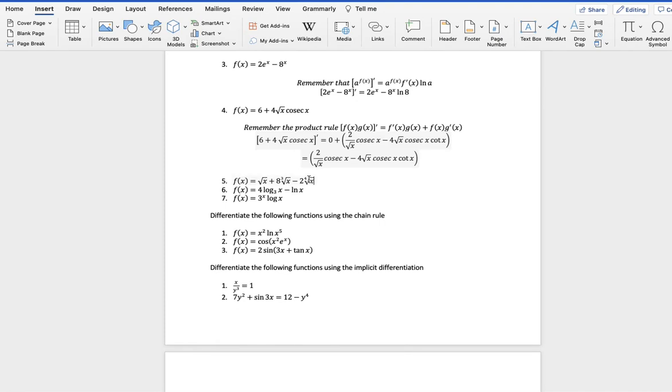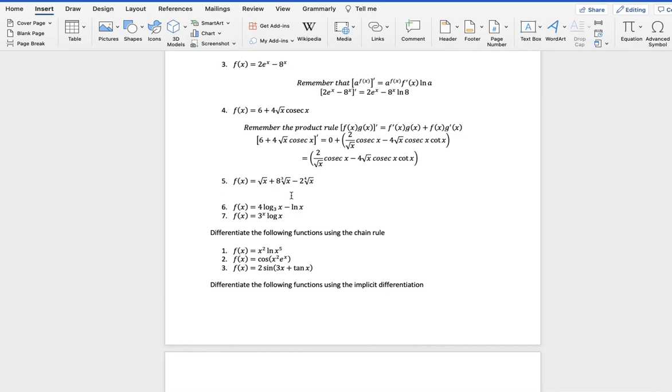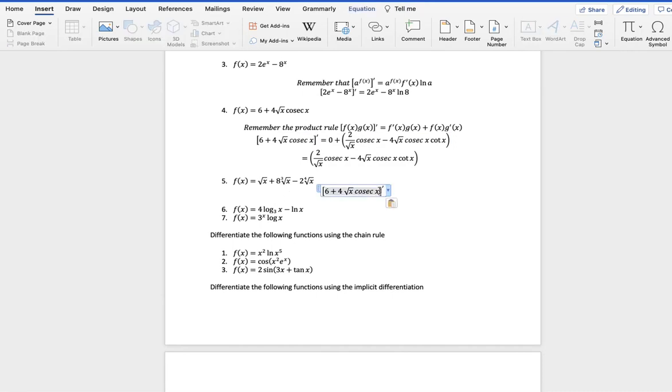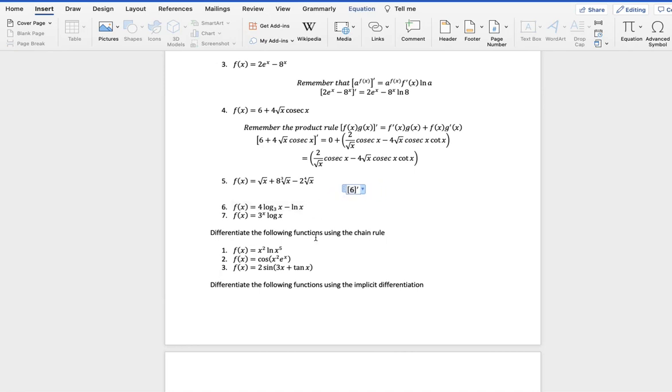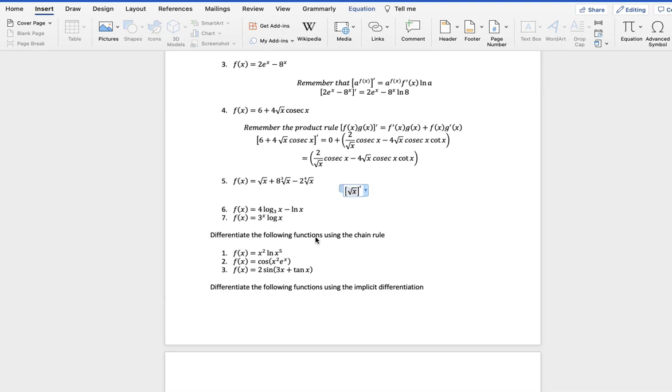So now let's move on to something a little bit more challenging. Let's look at question 5. Let's find the derivative of this entire expression here, f of x. You can start solving it, and then we'll check the solution together. So attempt question 5 on your side.